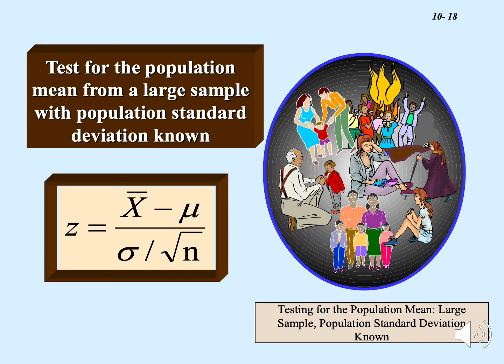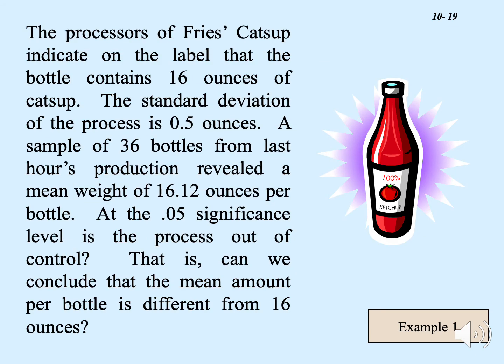Okay, for example, the processors of fries ketchup indicate on the label that the bottle contains 16 ounces of ketchup. The standard deviation of the process is 0.5 ounces. A sample of 36 bottles from last hour's production revealed a mean weight of 16.12 ounces per bottle. At 0.05 significance level, is the process out of control? So if you're in a production, you are going to use this one. Can we conclude that the mean amount per bottle is different from 16 ounces?